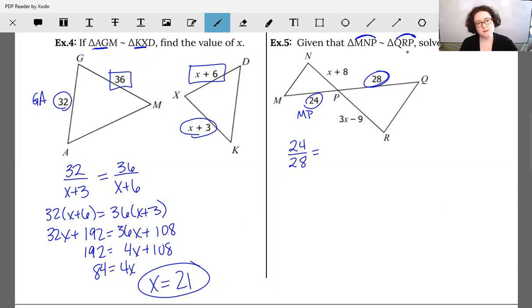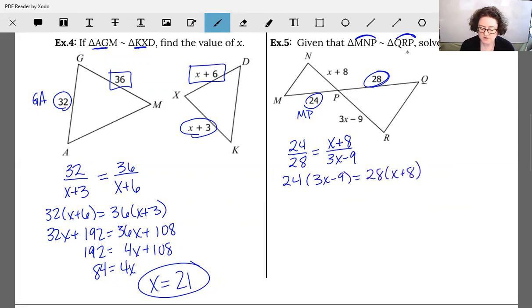And then I started on the left-hand triangle, so X plus 8 over 3X minus 9. Same as always, write out your full first step. So 24 times 3X minus 9 equals 28 times X plus 8. Distribute out. 24 times 3 is giving me a 72. And 24 times 9 is a 216. So we are getting some larger numbers on our examples today, but that's okay. Let's see, 28 times 8 gives me 224.